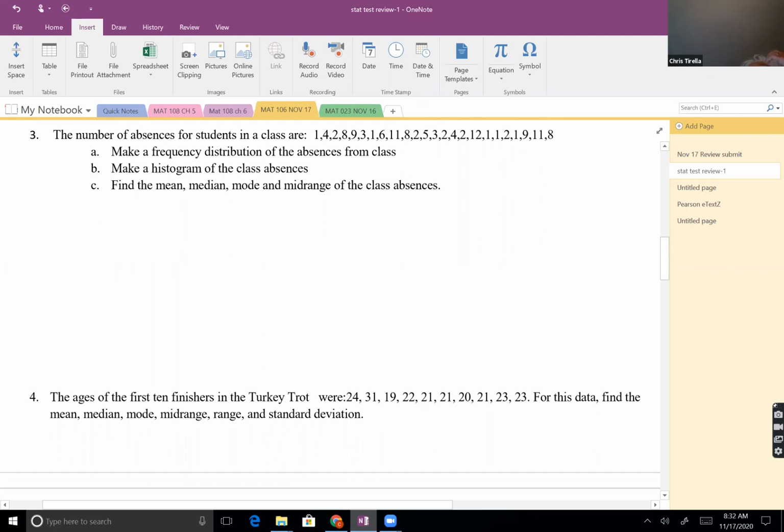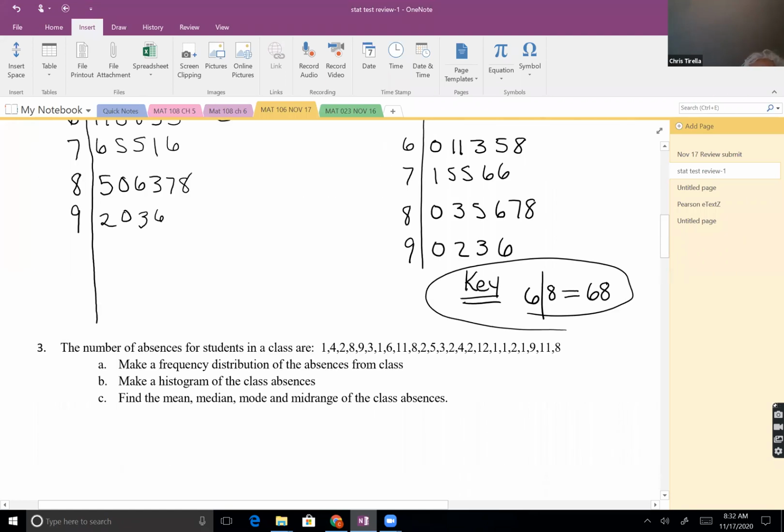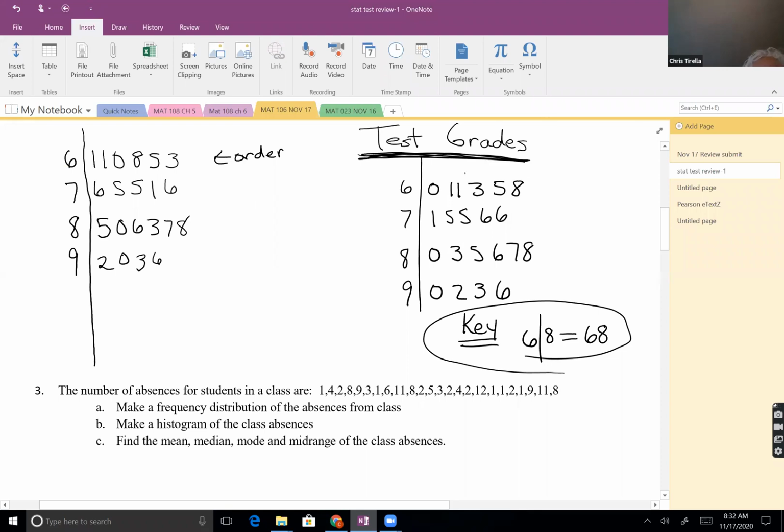Well, maybe other professors don't expect them in order. I've always been taught that you should put your leaves in order because honestly, I think this is more useful than this when they're out of order. Yes.